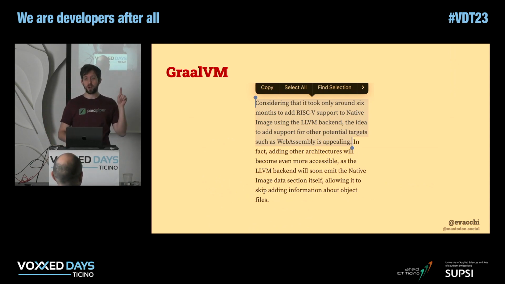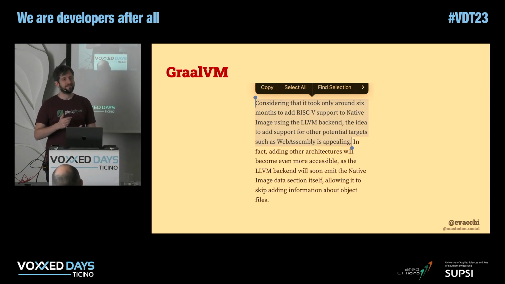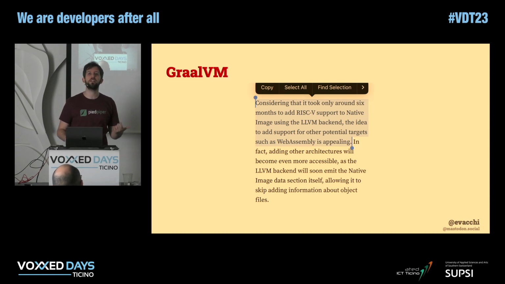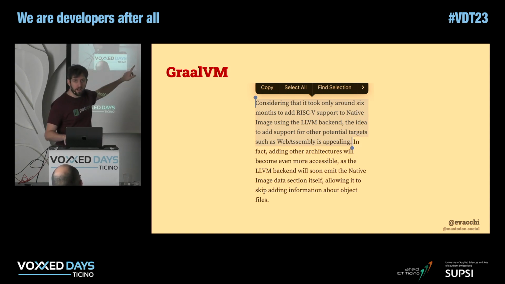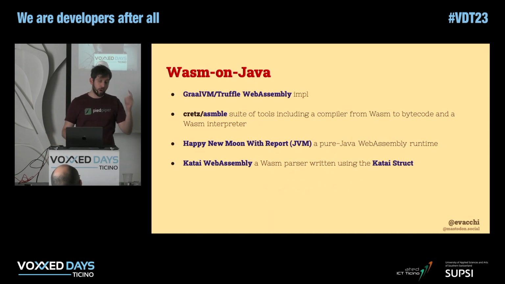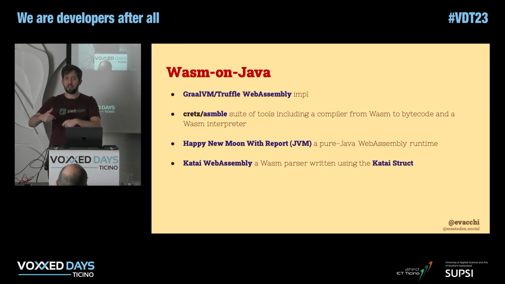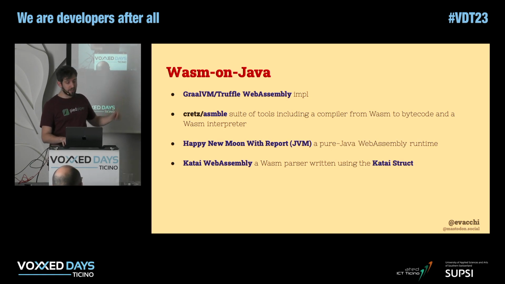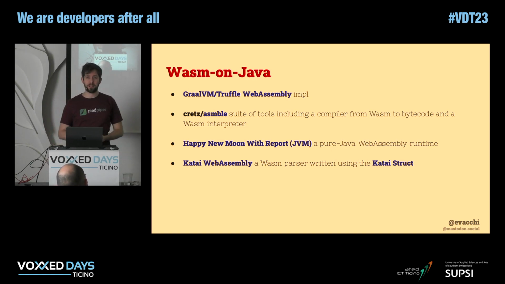I wanted to also mention GraalVM because they recently targeted RISC-V through LLVM, and they mentioned, in a note inside the article that presented the feature, that possibly at some point they may support targeting WebAssembly through the native image toolchain. Then there's Wasm on Java, so the reverse: I want to run WebAssembly inside my Java JVM. There's a number of projects. Everything is in flux. Probably the most advanced must be the GraalVM based one. But there are others. My favorite is Happy New Moon with Report, because it's a very silly name.